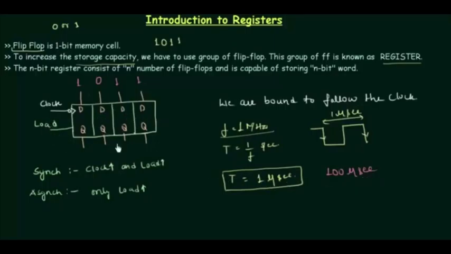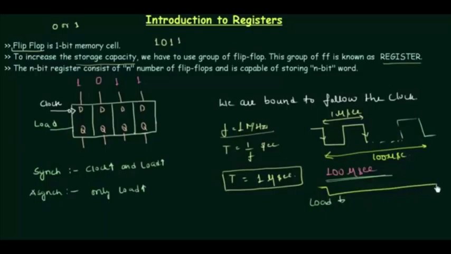So what I will do, if I want to store a particular data 1011 for 100 microseconds, I'm going to make this load low for 100 microseconds. Like this is the clock, and let's say this time is 100 microseconds. So I will make my load low for this 100 microseconds. This is my load and it is low for the 100 microseconds, and there will be no change in the register. The value stored is not going to change.